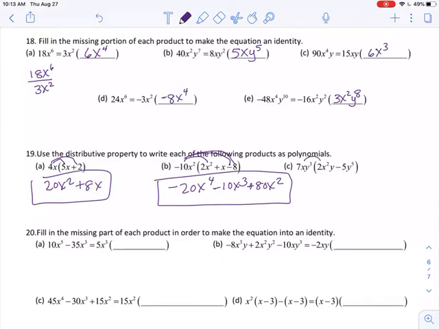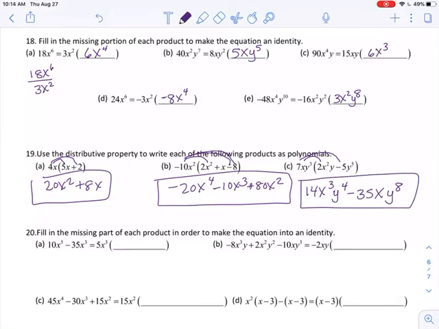And C, I have x's and y, so just be careful. So 7 times 2 is 14. Add the exponents for the x's is x to the 3rd. Add the exponents to the y's, it's y to the 4th. And now 7 times -5 is -35. Add the exponents for the x's, there's only one x. Add the exponents for the y's, it's y to the 8th.